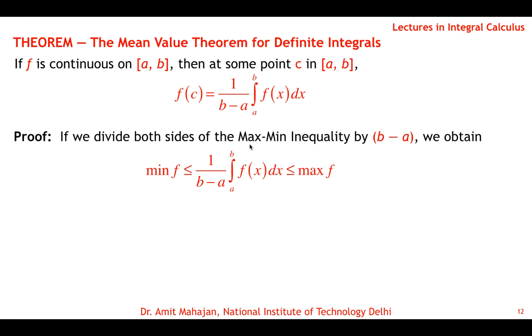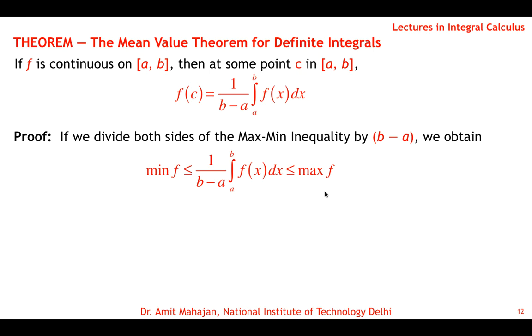If we divide both sides of the max-min inequality by b minus a, we get the following. We just wrote the max-min inequality: min f times (b minus a) is less than or equal to the integral, which is less than or equal to max f times (b minus a). If we divide by b minus a, the inequality becomes this. It says that the minimum value of the function is less than or equal to the average value of the function, which is less than or equal to the max value of the function.